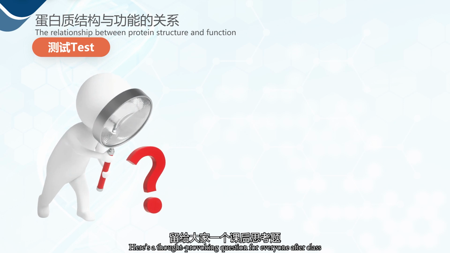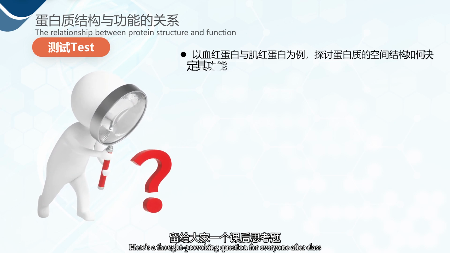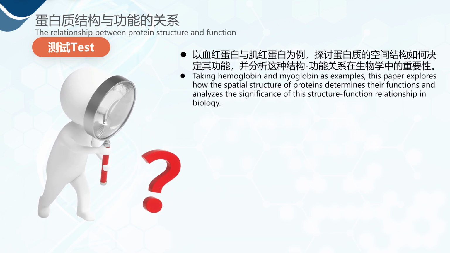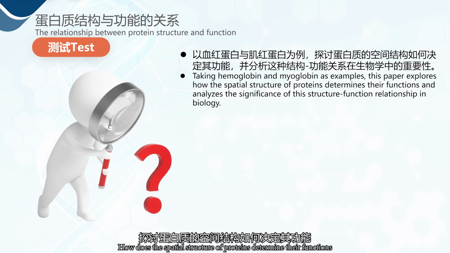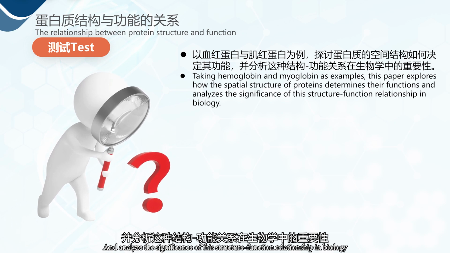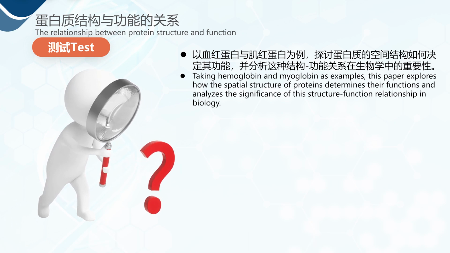Finally, here's a thought-provoking question for everyone after class. Take hemoglobin and myoglobin as examples. How does the spatial structure of proteins determine their functions? And analyze the significance of this structure-function relationship in biology.